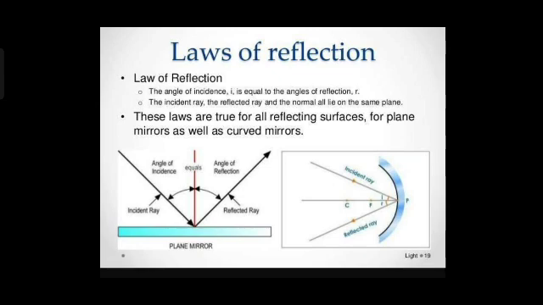According to the second law of reflection, the angle of reflection is always equal to the angle of incidence. If the angle of incidence is i and the angle of reflection is r, then angle i is equal to angle r.